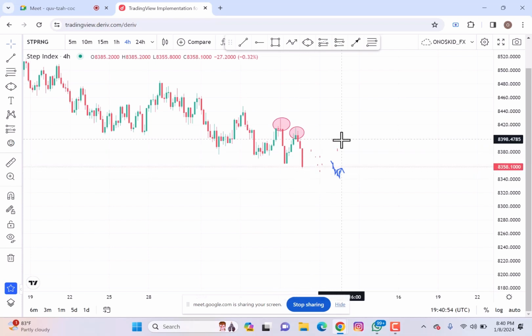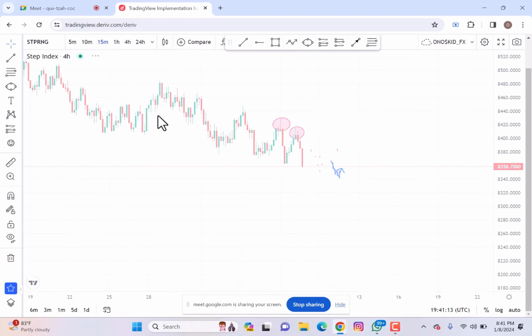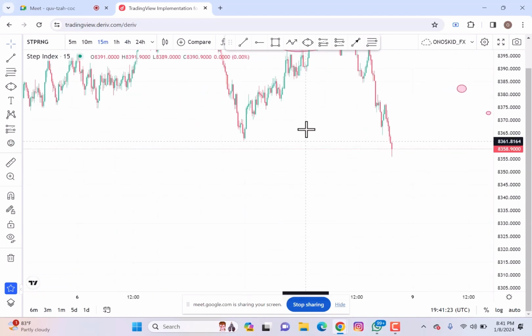Or how are we going to find out that this pullback, because this move between here and here is just a pullback, all right? Now, how do we know that this pullback is about to come to an end and the market is about to continue moving in its original trend? So when you come down to the 15-minute time frame, look at the 15 minutes here.